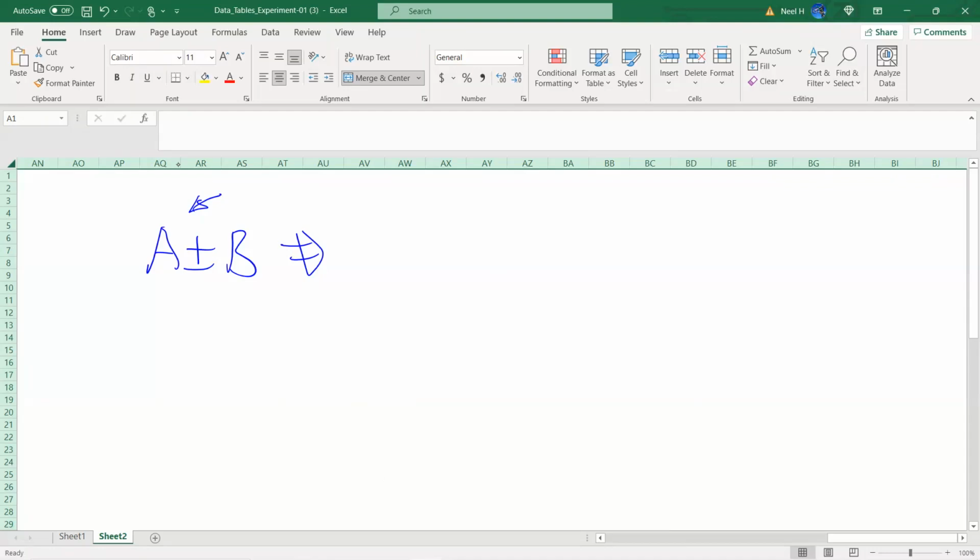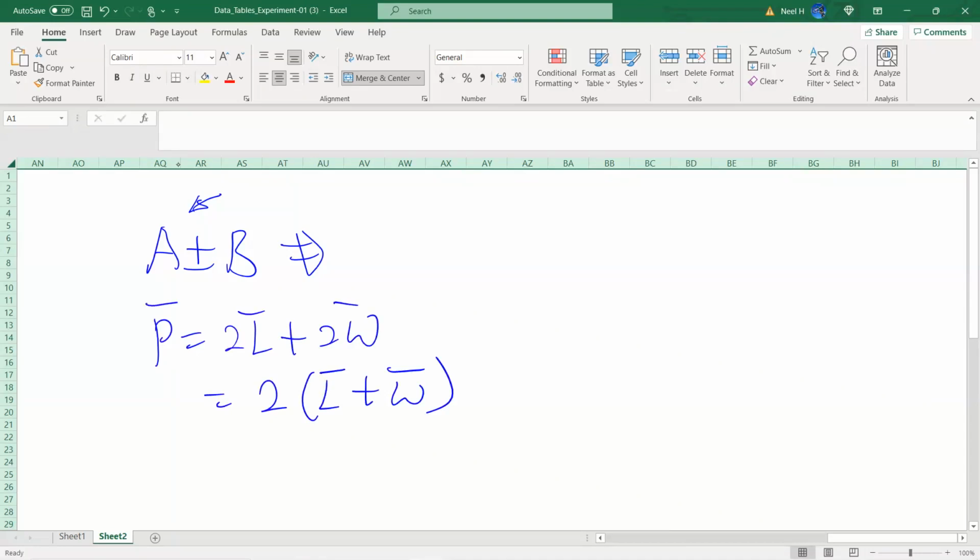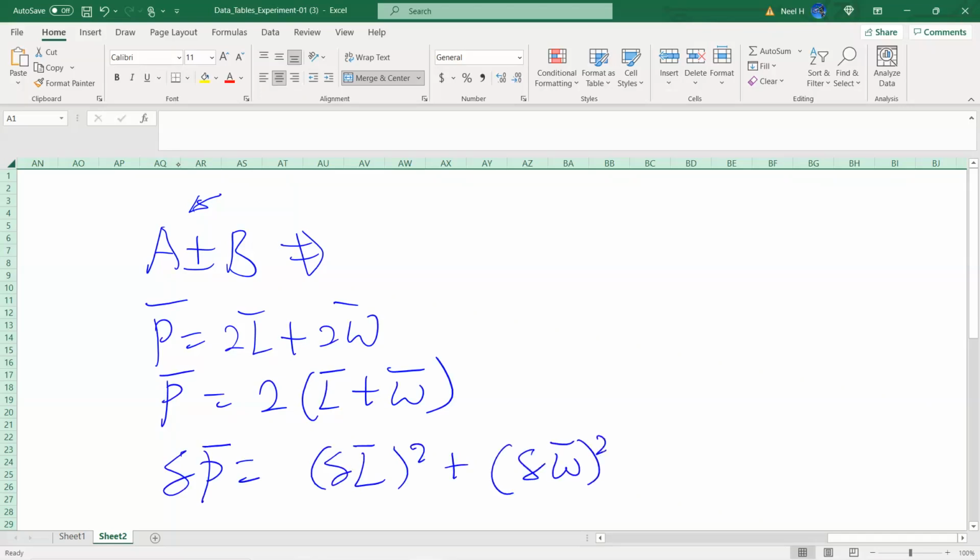So I need to check first what I'm doing. If I do the perimeter, the perimeter is twice the length plus twice the width. So I can write 2 times (L bar plus W bar), because we're using the average. The perimeter automatically becomes an average too. So I'm going to follow the addition and subtraction rule, which means the error of the perimeter is the square root of the measured error of the L average, delta L bar, to the power 2, plus delta W bar to the power 2.